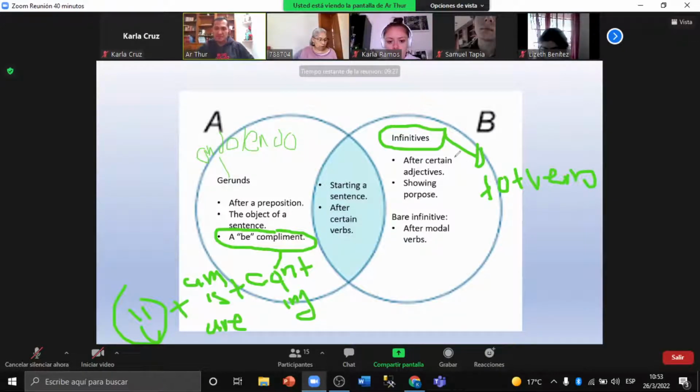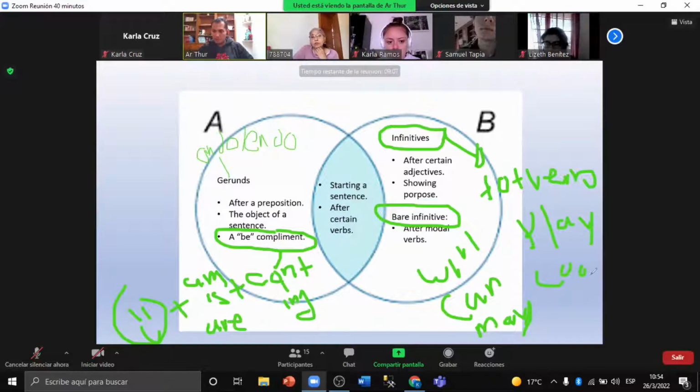But we have another kind of infinitive, with the verb infinitive, for example, will, can, may, and you have your verbs. Play, cook, will play, will cook, can play, may cook. It doesn't matter what kind of modal verb. You can use it in present or in past. Your verb is always in present simple.